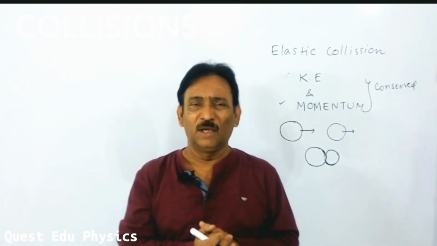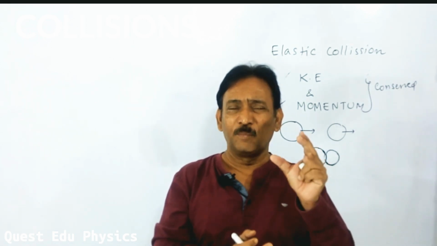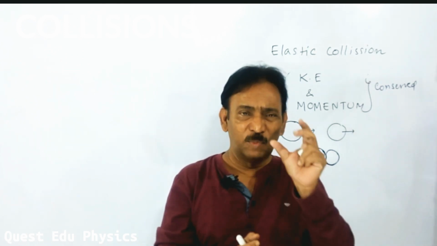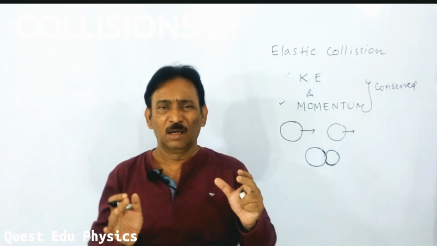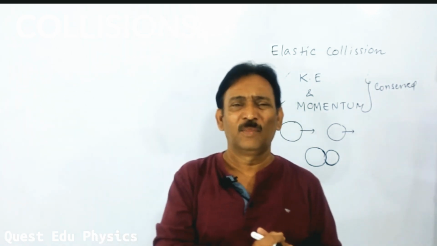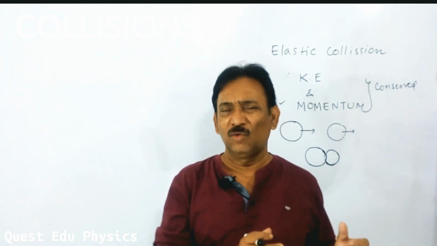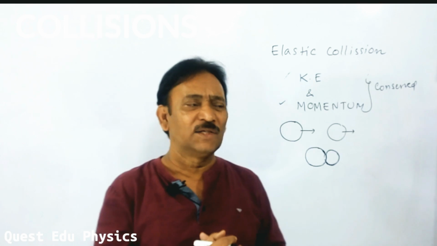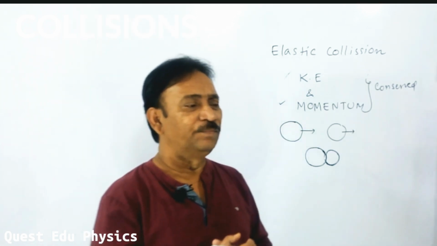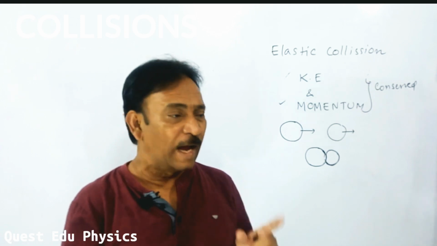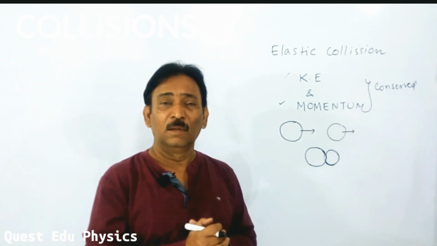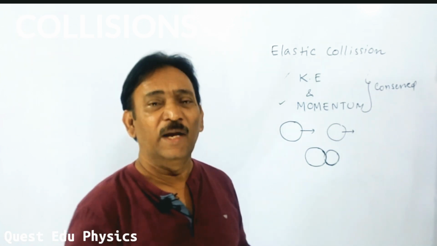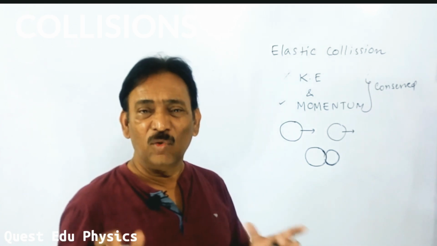In the same way, the collision of ping pong balls, that means when you play table tennis, those ping pong balls are the best example for a near perfectly elastic collision. I hope you understood what an elastic collision is. It is a collision in which both the kinetic energy and momentum of the body remain constant before the collision and after the collision.